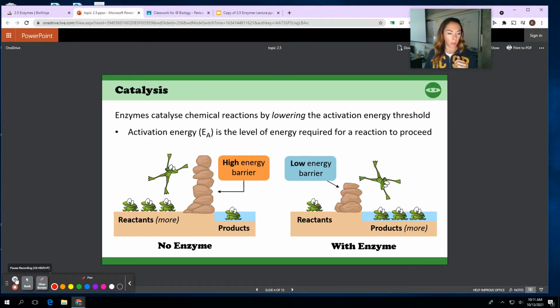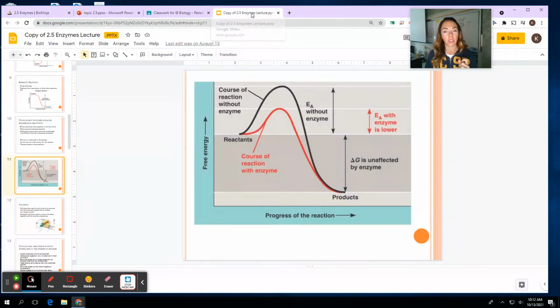Let me show you really quick a different graph. Okay, found it. So here's a more scientific, mathematical way to look at lowering the activation energy that does not have frogs. Here's something you'll see in your book. You've probably seen this before in biology. I'm looking at the energy required on my y-axis, and the progress of the reaction going through. So here is the amount of energy that's needed without the enzyme.